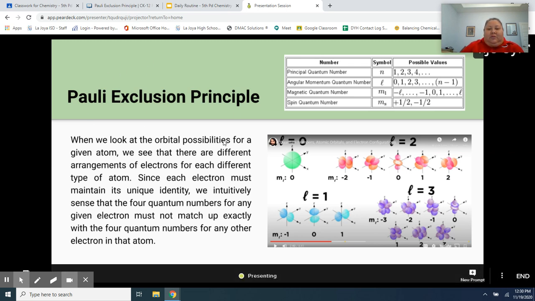When we look at the orbital possibilities for a given atom, we see that there are different arrangements for electrons for each different type of atom.